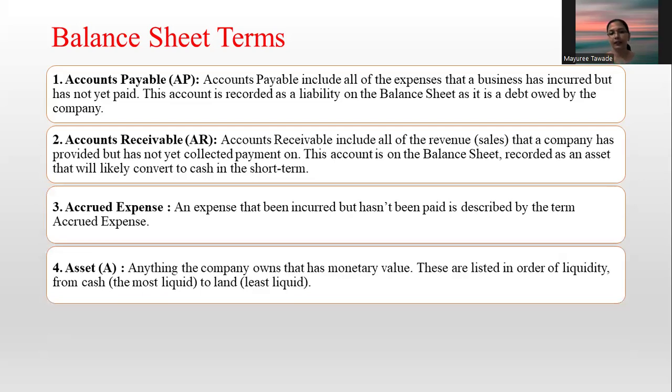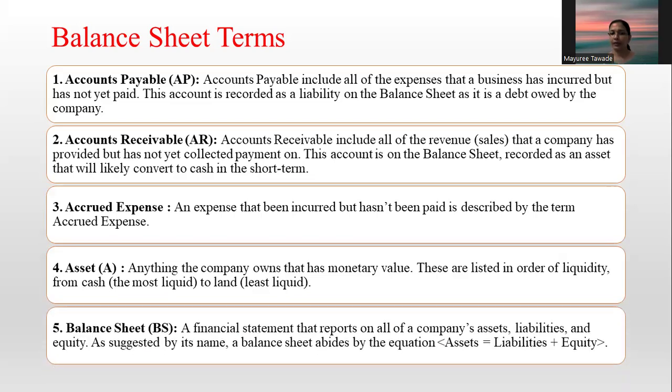Assets: anything the company owns that has monetary value. These are listed in order of liquidity, from cash, the most liquid, to land, the least liquid. So an asset is something that the company owns and that has a certain monetary value. The balance sheet is a financial statement that reports on all of the company's assets, liabilities, and equity. As suggested by its name, a balance sheet abides by the equation: assets equals liabilities plus equity.